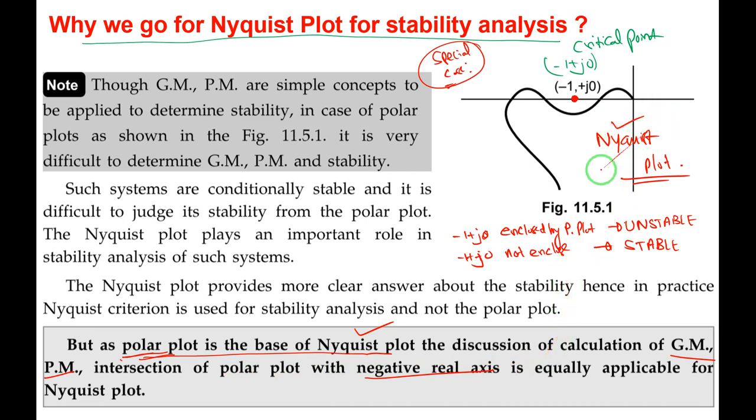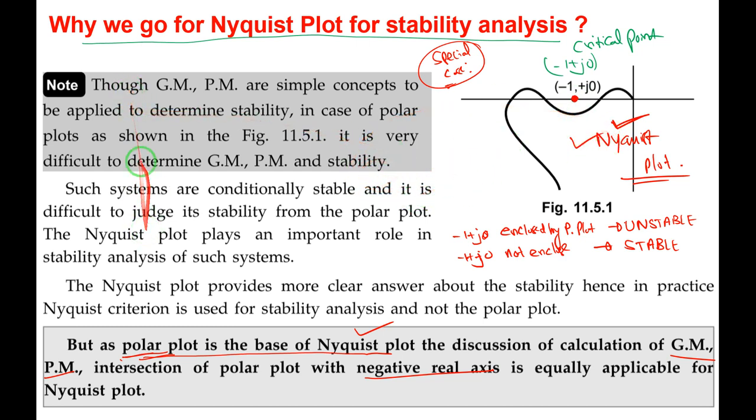No need to study once again how to calculate gain margin, phase margin, and the intersection point with the negative real axis, because it applies for the Nyquist plot also. So whenever we are unable to judge whether the point is enclosed or not enclosed, the polar plot fails, and we shift our attention to the Nyquist plot. That's all. One line I have told.